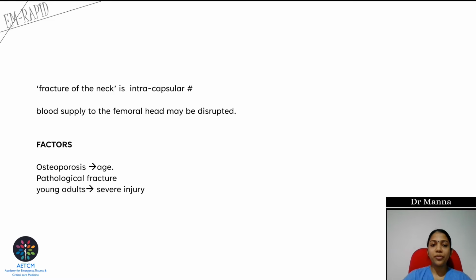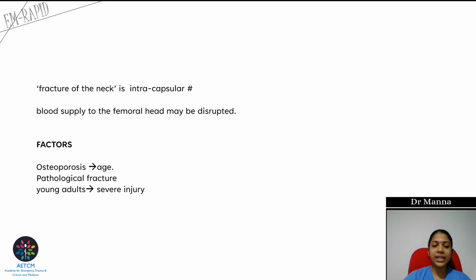So fracture neck of femur is an intracapsular fracture, and because of this fracture, the blood supply to the femoral head will be affected. Usually the femoral head will get its blood supply through the femoral neck. So the blood supply is from the distal end to the proximal end. So if there is a fracture of the neck of femur, the blood supply to the head will get affected.